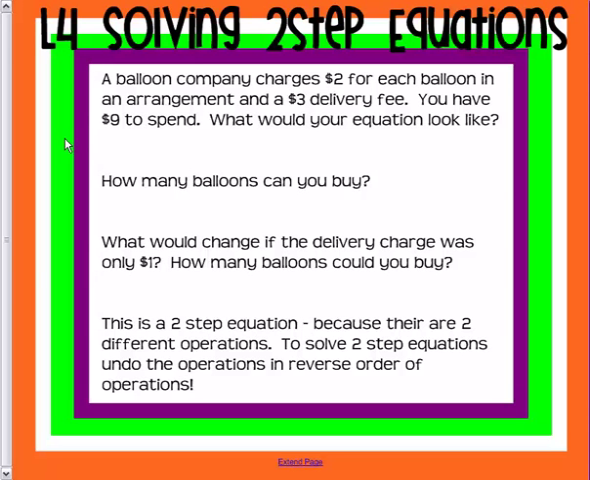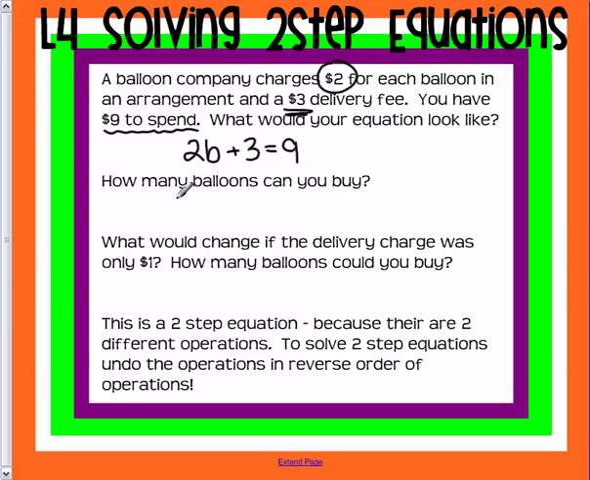You have $9 to spend. So what should your equation look like? Okay, so let's go back and look at the information. A balloon company charges $2 for each balloon in an arrangement, and a $3 delivery fee. So $2 times our number of balloons, we don't know how many balloons we're going to buy, plus the $3 delivery fee, and that's going to equal our $9 that we can spend in all.